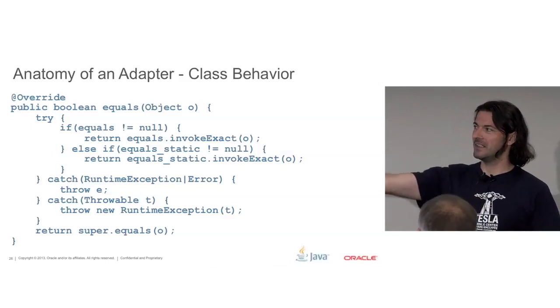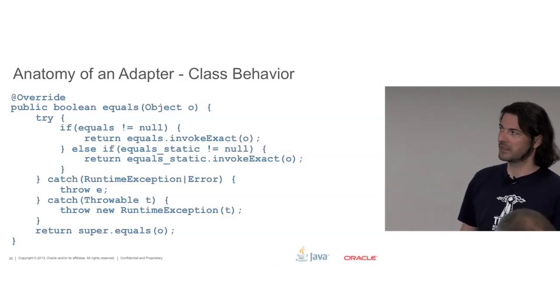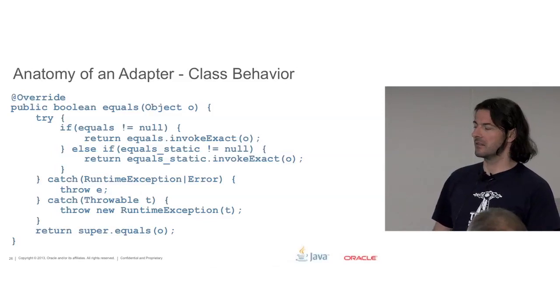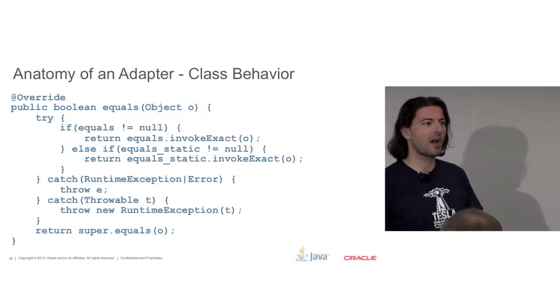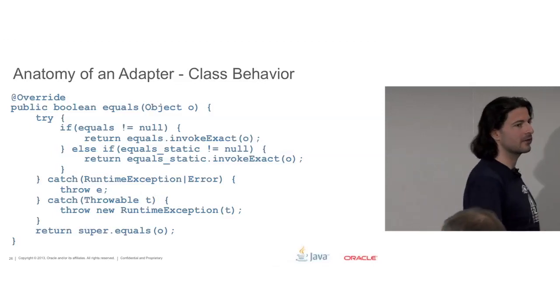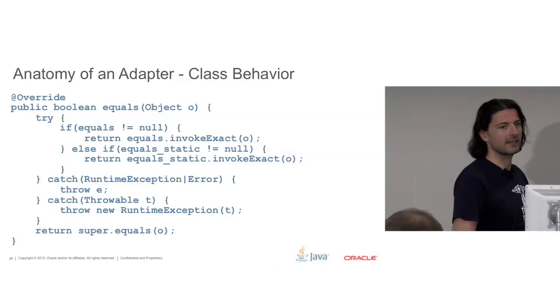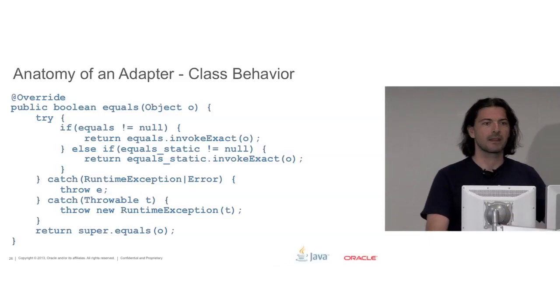So obviously the individual implementations of these methods will basically say, hey, do I have an instance-based override? I do, invoke exactly that. No, I don't. Do I have a static override? Invoke that. Otherwise, default to super. Yep.